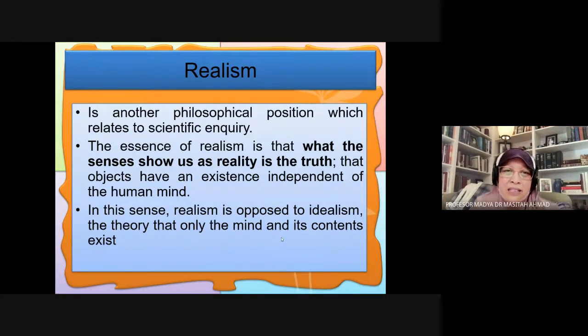Next is realism, another philosophical position which relates to scientific inquiry.